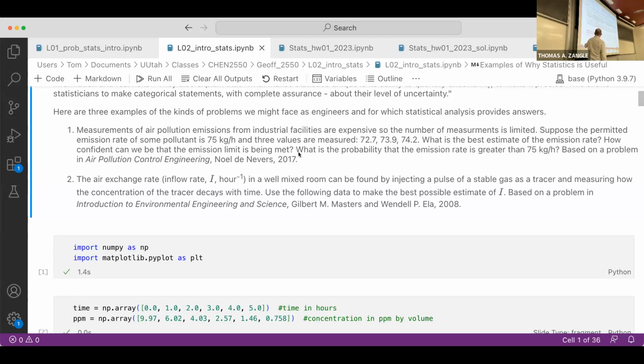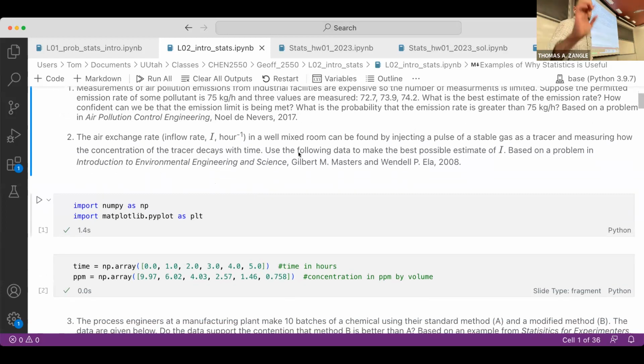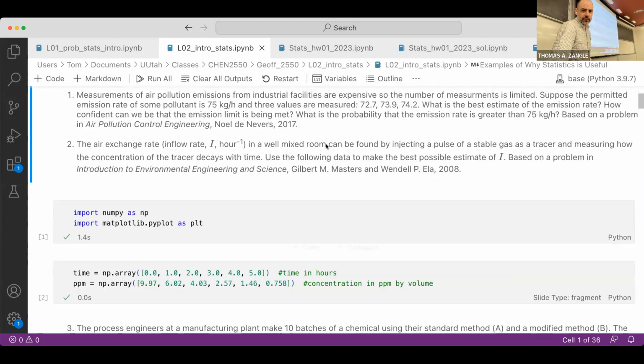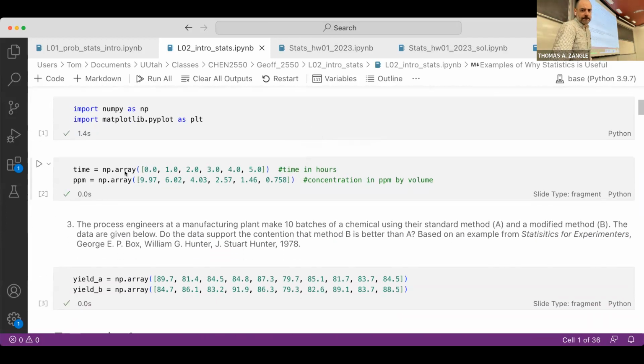And from this, we want to compare to a model of what that tracer flux looks like over time, and try to figure out what the inflow rate is, right? One of the parameters in our model. So we want to use data to estimate a parameter from our model that in this case represents the inflow rate into this room. This comes from a problem in environmental engineering and science, this textbook here. And so here's our data.